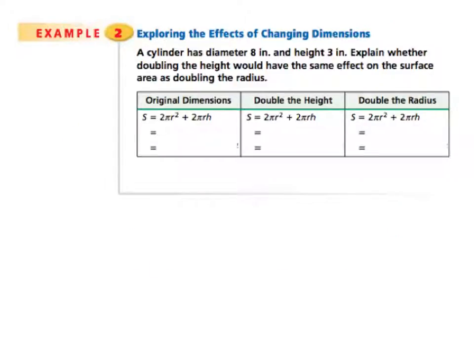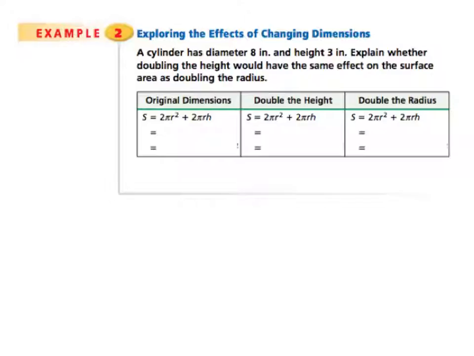Last one, we're going to again explore what happens when we change dimensions. We're going to change the dimensions, and then we're going to see what happens to our area, surface area. So a cylinder has a diameter of 8 inches and a height of 3 inches. Explain whether doubling the height would have the same effect on the surface area as doubling the radius.